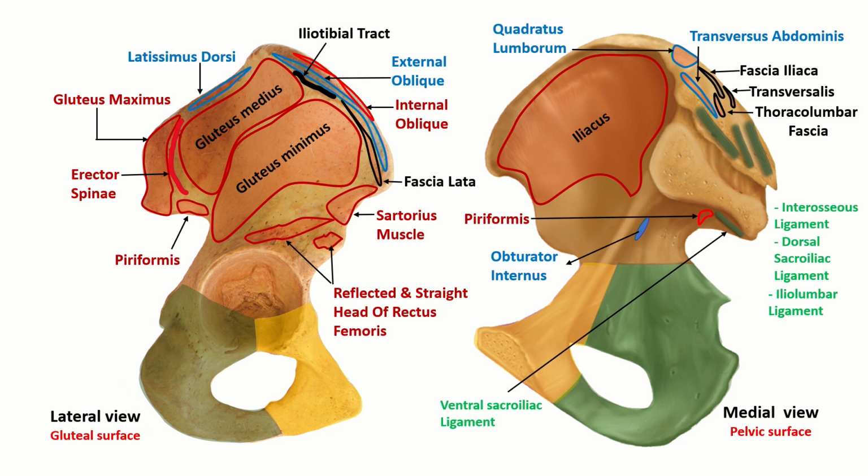So these are all the muscular attachments and the important ligamentous attachments on the ilium. So far, we have discussed the ilium, the important anatomical landmarks on the ilium, and basically the muscular attachments as well as the ligamentous attachments that are found over here. So I hope now you're well versed with the anatomical features of the ilium.